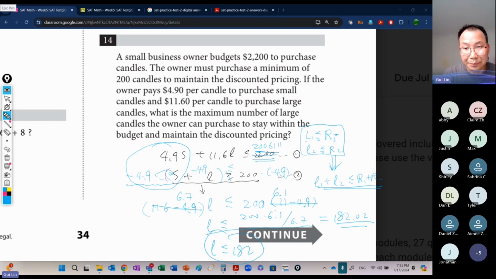Where does 6.1 come from? So you mean you ask the question where 6.1 comes from? Actually, it comes from here. So 200 times 11 plus 200 times negative 4.9. So we got this part.